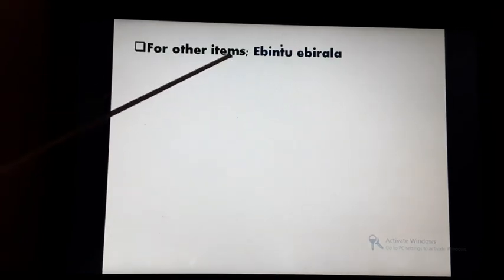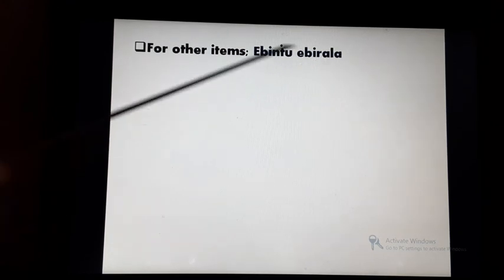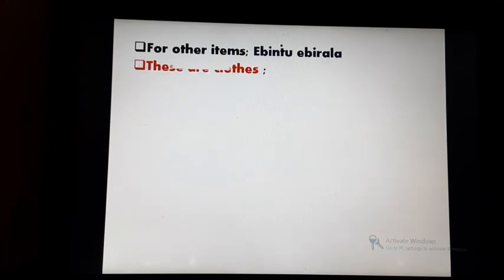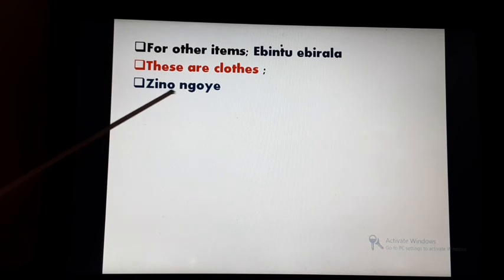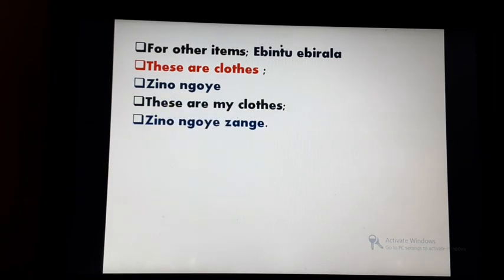Okay, so for other items, which are non-people, these are clothes. That in Luganda is zino ingoye because they are non-people. The next one. These are my clothes. So we've added my. Zino ingoye zange because of my.